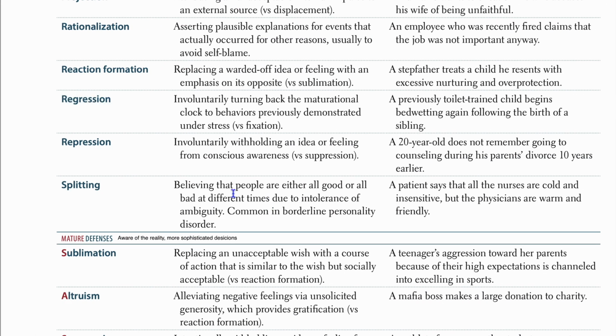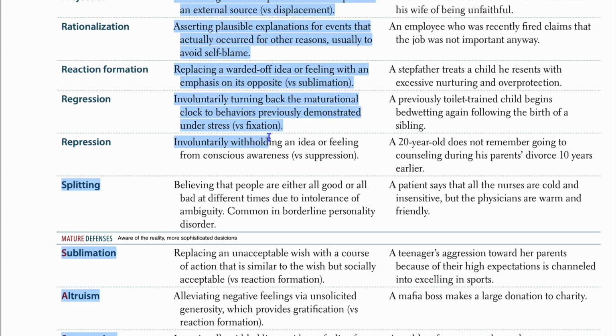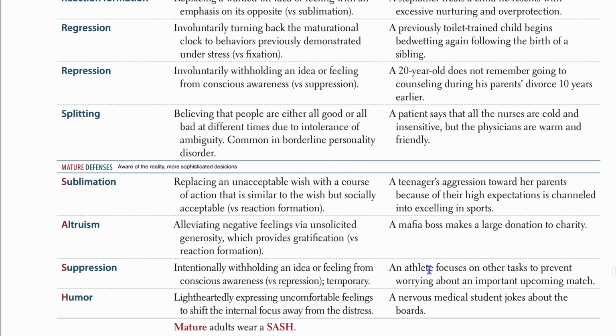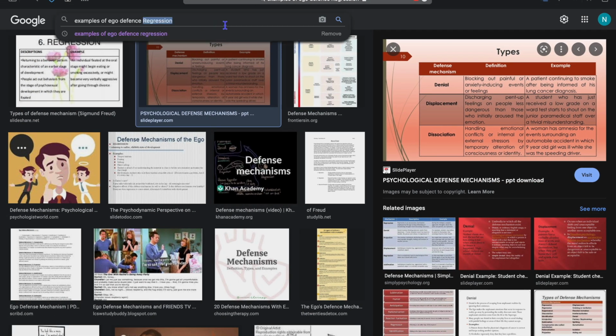Anyways, we got it. Going on to repression. Repression is like a 20-year-old who does not remember going to counseling during his parents' divorce 10 years earlier, right? So, this is the type of amnesia you get due to depression, because depression can cause amnesia as well, sort of like that. So, involuntarily withholding an idea or feeling from conscious awareness, versus suppression. So that's repression. See examples of that.